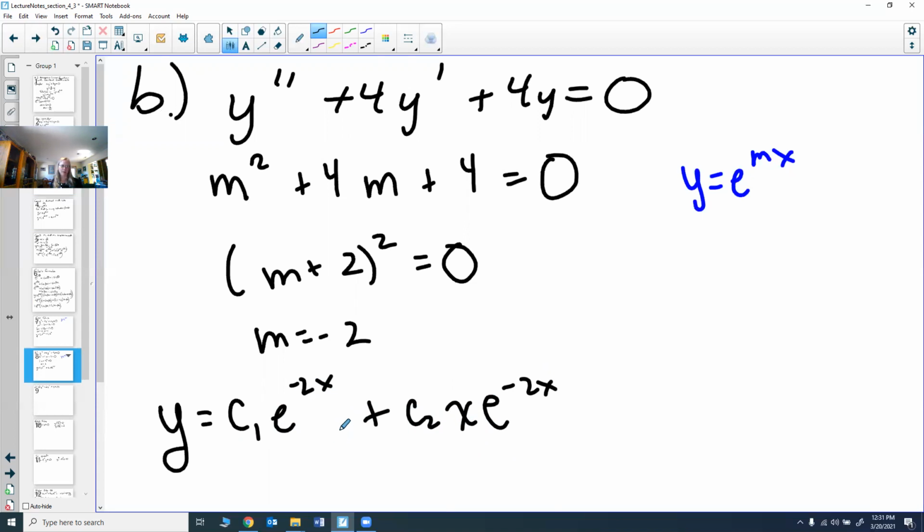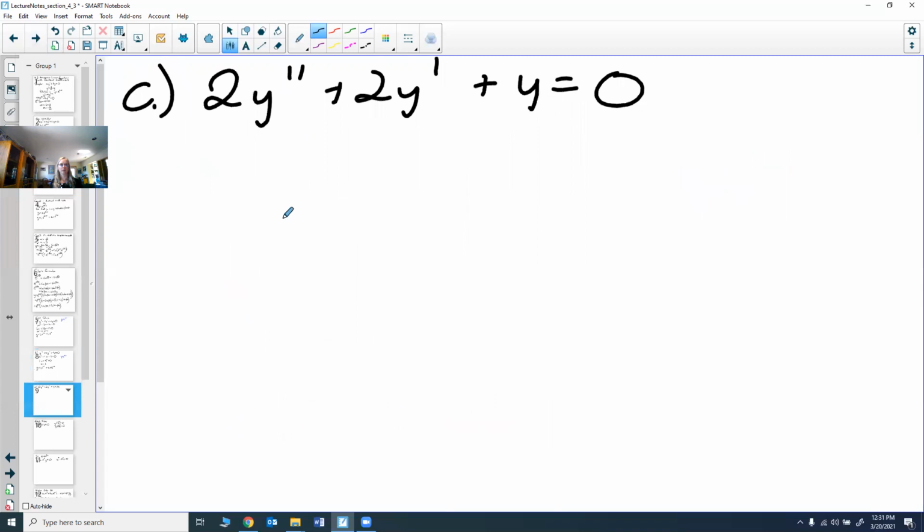Okay, so there's your solution to that one. Again, you can prove it's a solution by plugging it in. If you have initial conditions, you can find out what c1 and c2 are. If you have boundary conditions, you can find out what c1 and c2 are, and so forth. Let's try one more. Let's try 2y double prime plus 2y prime plus y equals 0.